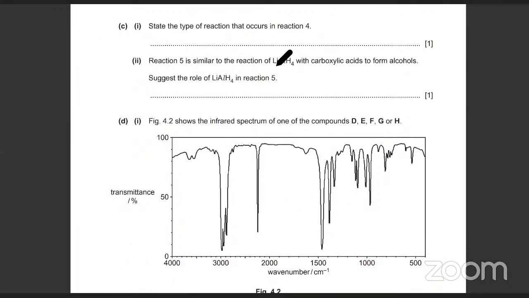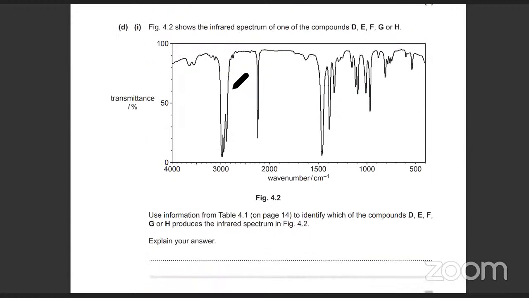Then reaction 5 is similar to the reaction of LiAlH4 with carboxylic acids to form alcohols. So suggest the role of LiAlH4. That's a reducing agent. That's it. You need to know that LiAlH4 is a reducing agent. Then it shows the infrared spectrum of one of the compounds D, E, F, G, or H, and you have to use the information to identify which compound. All the compounds are drawn above. So what is this thing?